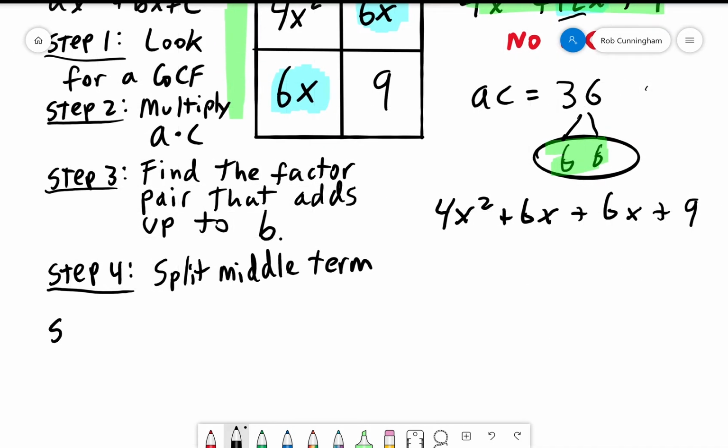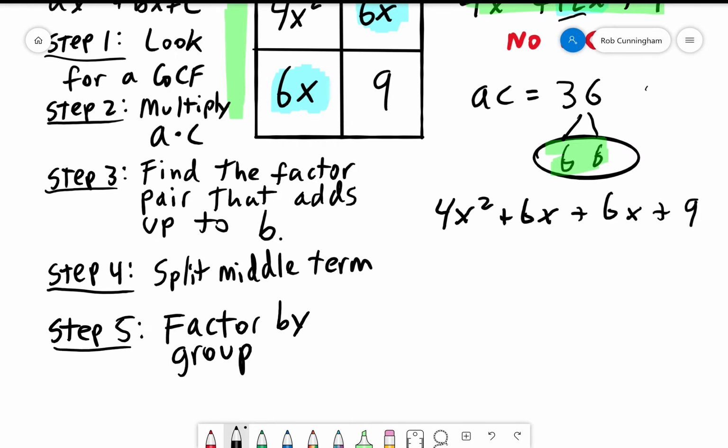Step 5 is called factor by grouping. We are going to split our expression in half, and we are going to look at what can be factored out of each half. So if you look just at this first half right here, what can be factored out of those two terms by themselves?